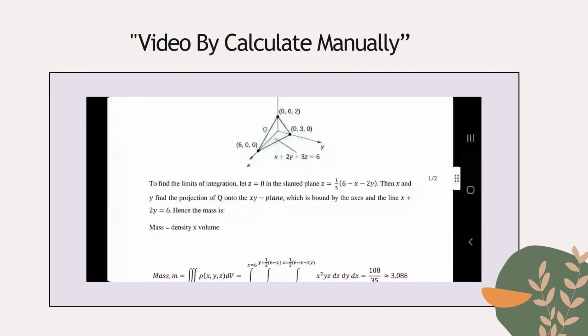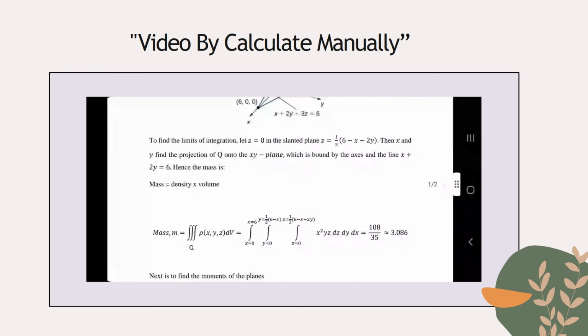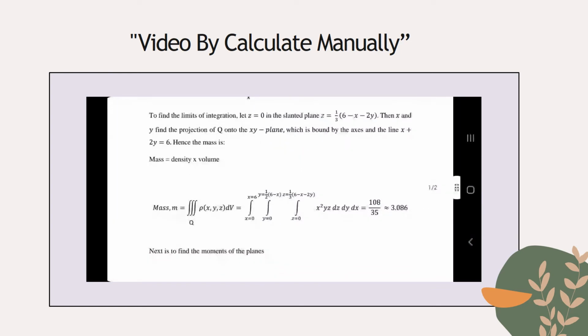To find the limits of integration, let z equal 0 in the slanted plane. Then z equals 1/3 times (6 - x - 2y). Then for x and y, find the projection of Q onto the xy plane, which is bounded by the axes and the line x + 2y = 6. Hence, the mass: the formula for mass is density times volume.